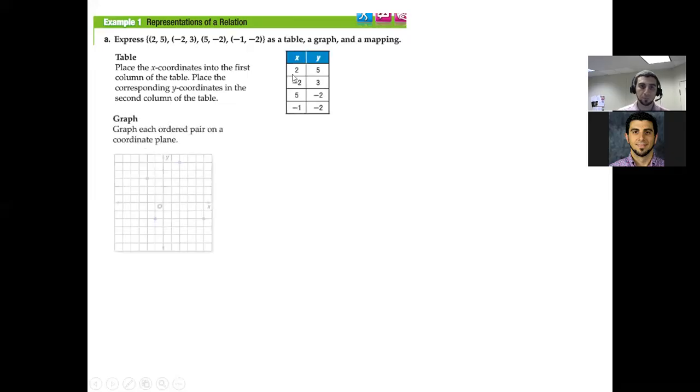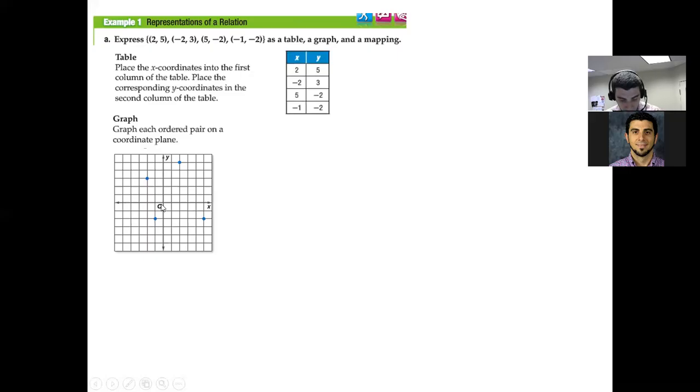If I graph it, here are all 4 ordered pairs. Again, we start at the origin. And say for (2, 5), you want to move to the right 2 units and up 5. That would be that point. For (-2, 3), you move to the left 2 units and up 3, and so forth and so on till you get all of the ordered pairs on there.